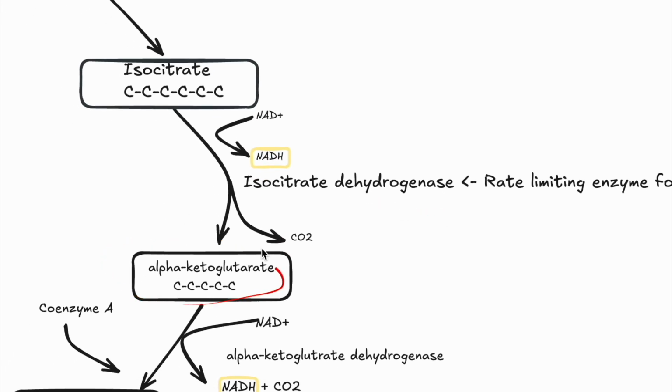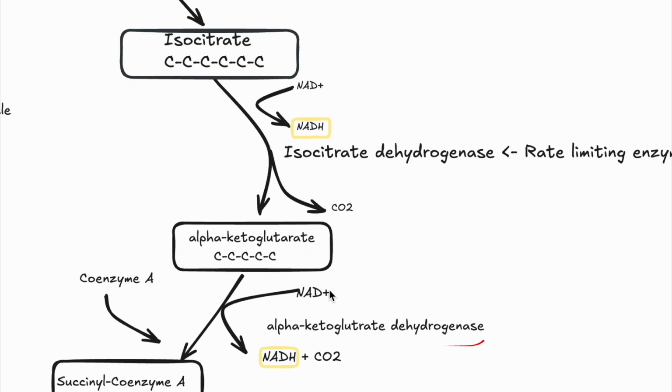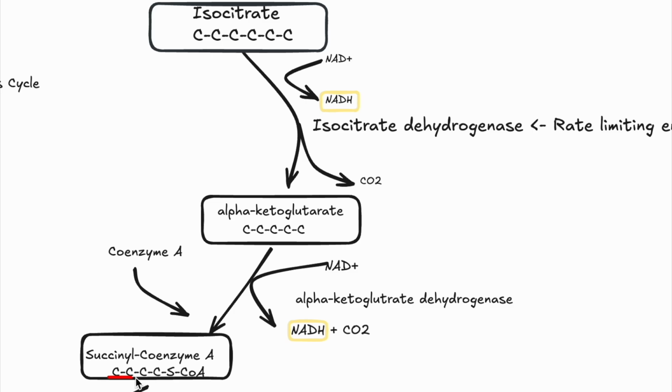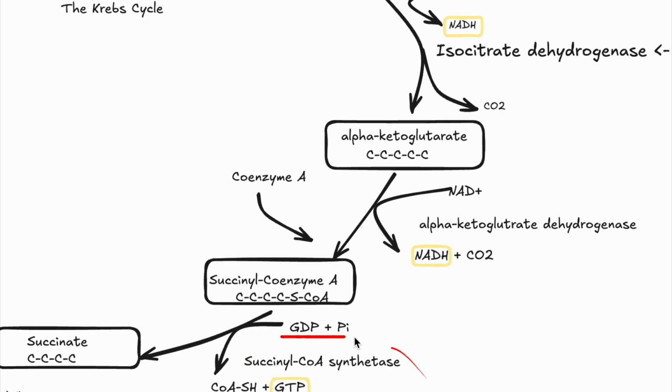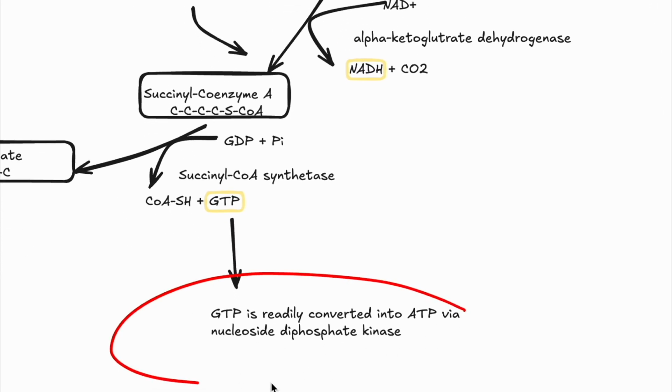And you can see that there are fewer carbons on the isocitrate because of the carbon dioxide removal. So we have alpha ketoglutarate dehydrogenase reacting with alpha ketoglutarate, making NADH and CO2. And there's going to be an additional coenzyme A to make succinyl coenzyme A. And you can see that there are now 4 carbons and a coenzyme A. Then succinyl CoA synthetase will take GDP and an inorganic phosphate to make GTP. And GTP will inadvertently turn into ATP.